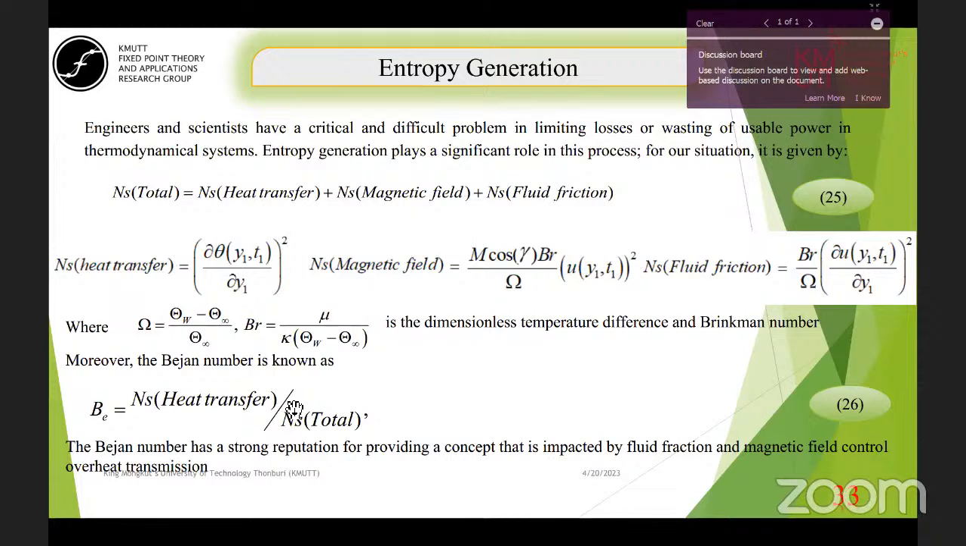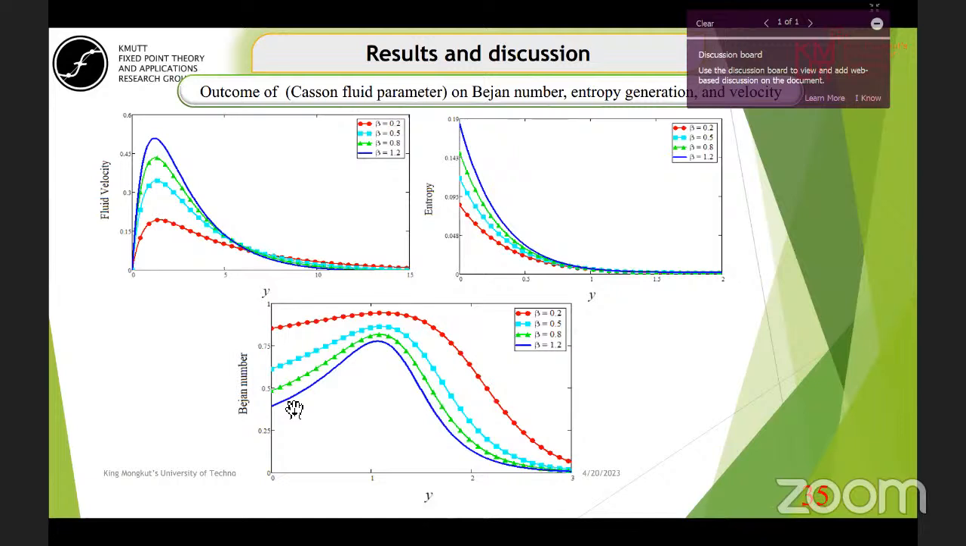Now, graphical discussion. The first graph is the outcome of the Casson fluid parameter on fluid velocity, entropy generation, and Bejan number. When we increase the value of the Casson fluid parameter, it decreases the viscosity of the fluid. As a result, the velocity of the fluid is enhanced, which enhances the entropy generation and causes the retardation of the Bejan number.